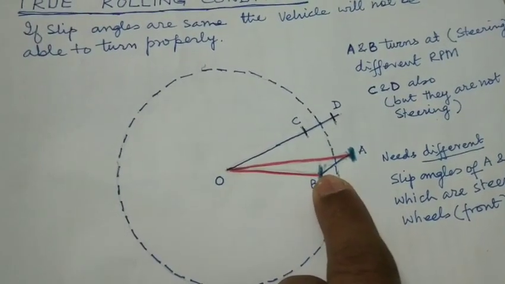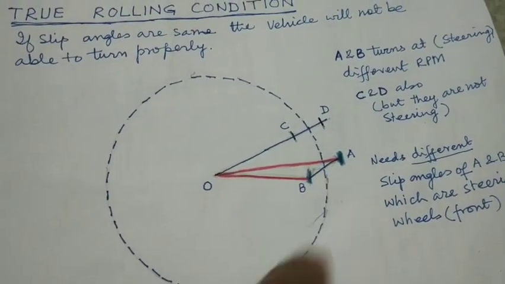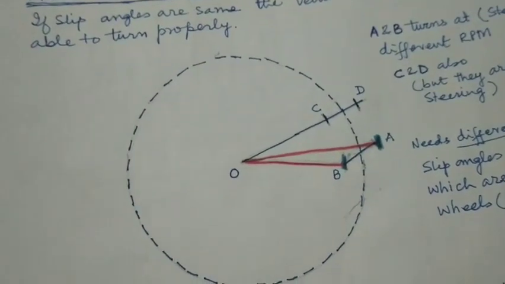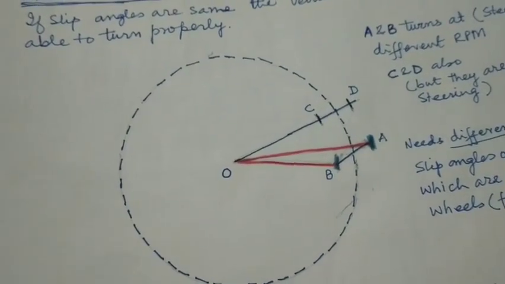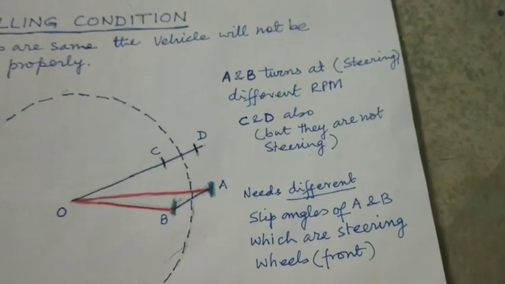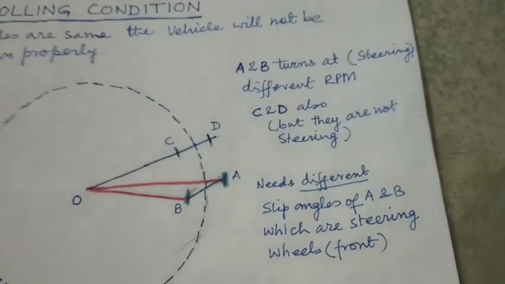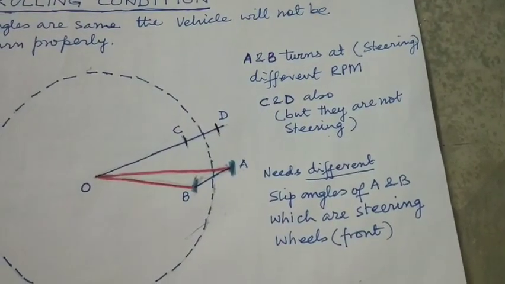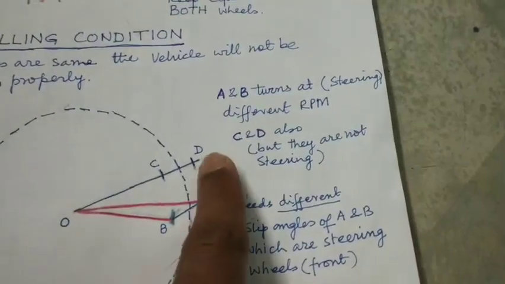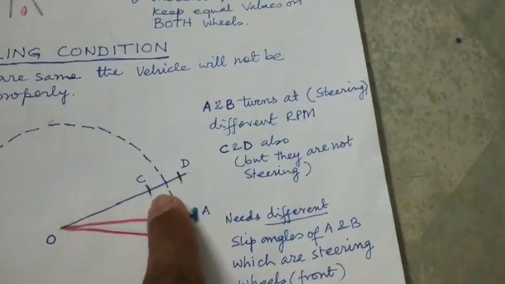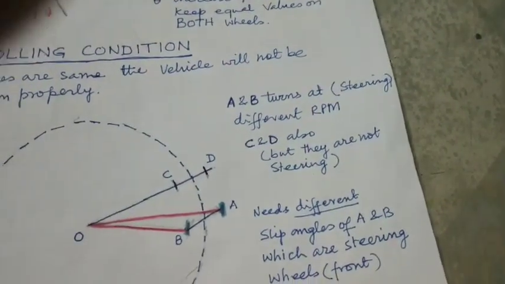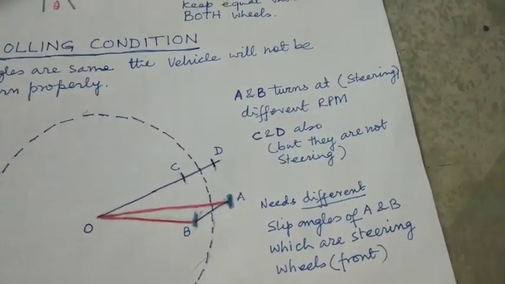So this particular wheel should experience slip, and therefore if A and B are steering at different RPM, C and D will also turn, but they are not steering. This is steering, but C and D are not steering. Here also C will be at a lesser RPM and D will be at a larger RPM.